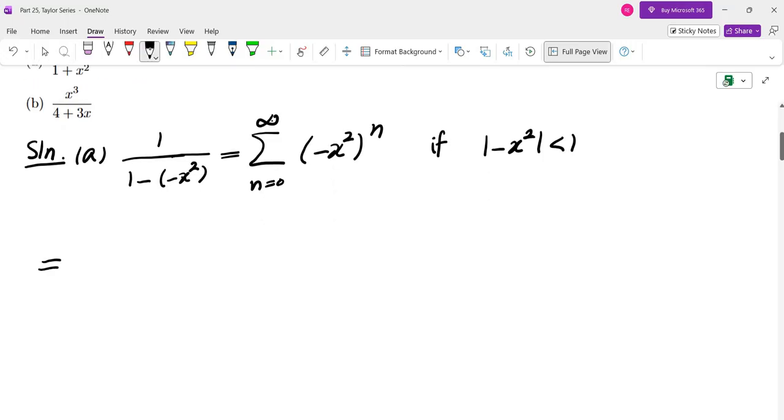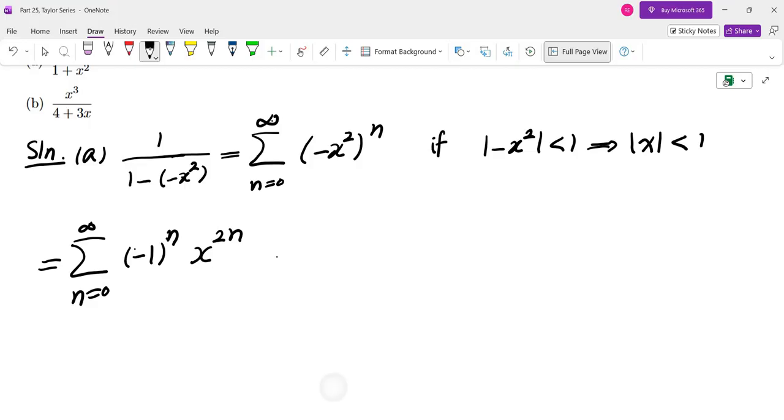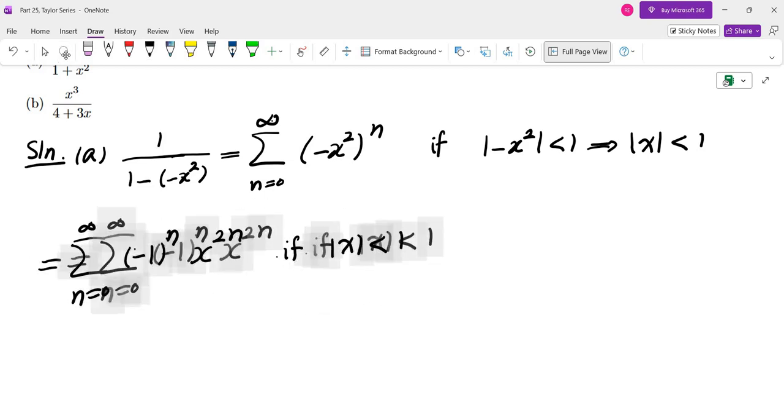So we can simplify this to the sum n equals 0 to infinity of negative 1 to the power of n x to the power of 2n, and the condition becomes absolute value of x less than 1 if we take the square root of both sides. So this would be the formula for 1 over 1 plus x squared.